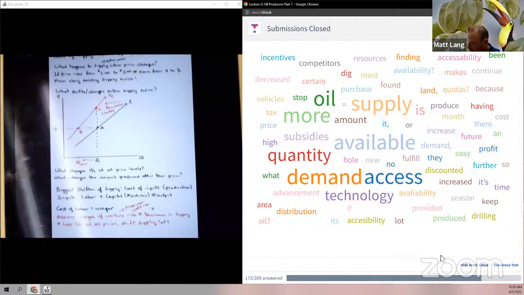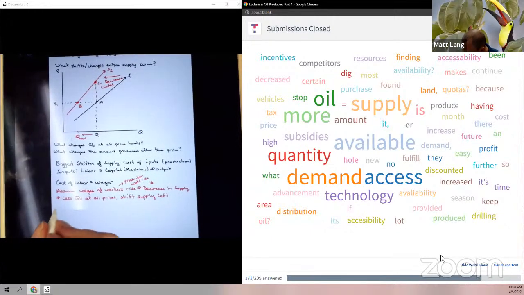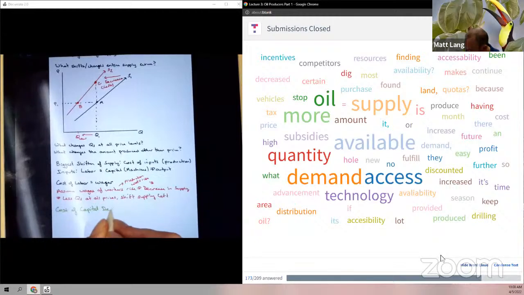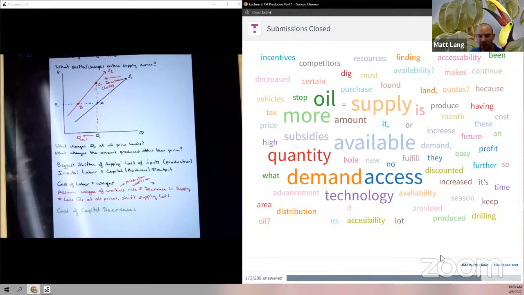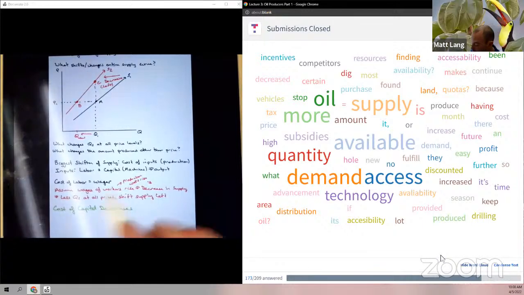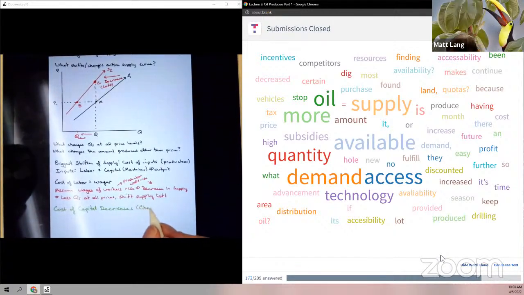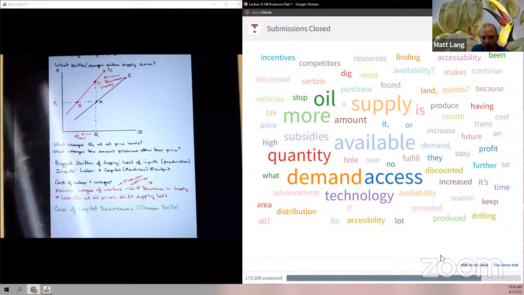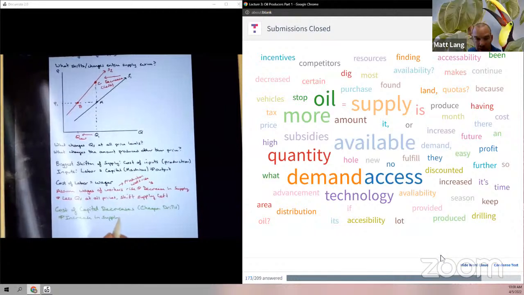Another shift we can have, kind of the opposite side of this, is let's imagine that the cost of capital decreases. So now this is like cheaper drills. Well, if that's the case, it just intuitively makes sense that production costs have gone down. So we're going to see this increase in supply, this increase in supply.